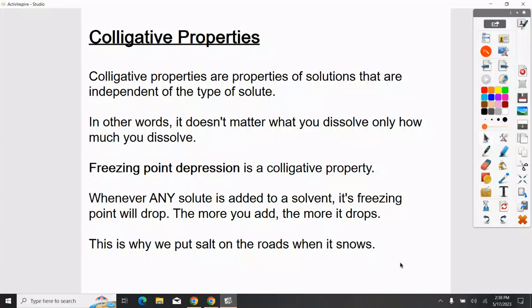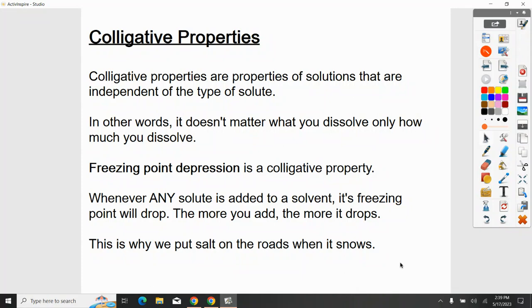Our third topic in this unit was the colligative properties of solutions. Colligative properties are properties that occur whenever a solute is dissolved in a solvent, and it doesn't matter at all what that solute is. All that matters is how much of that solute is dissolved. So it wouldn't matter if you're dissolving salt in water or sugar in water. You'll see all these colligative properties.